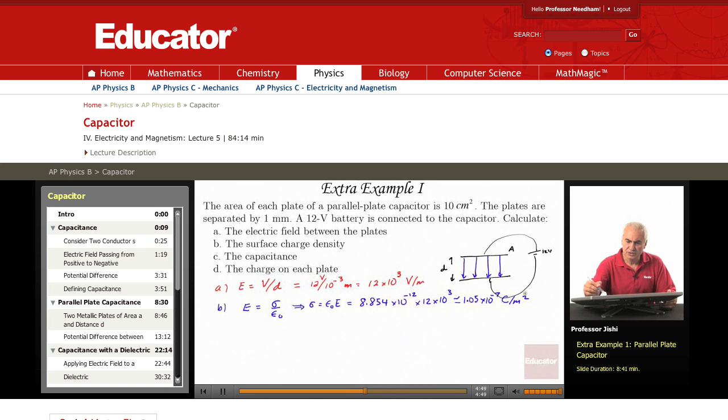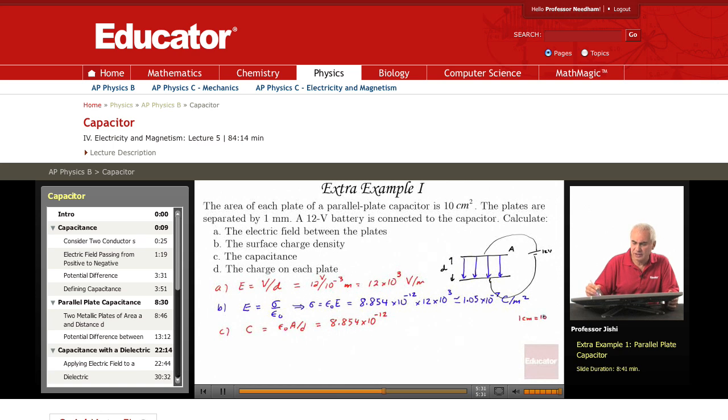How about the capacitance? I'm given A, the area, and I'm given d, the separation. So the capacitance is right away epsilon 0 A over d. Epsilon 0 is 8.854 times 10 to the minus 12 in SI units. The area is 10 centimeters squared. Now, 1 centimeter is 0.01 meter, 1 over 100 of a meter.